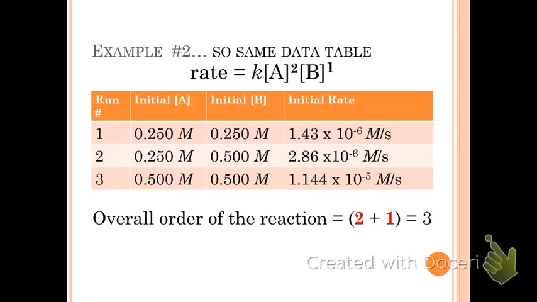Pause the video, make sure you understand why. Check your questions, see if we answered them, or write more questions if you have them. Press play when you're ready to move on.